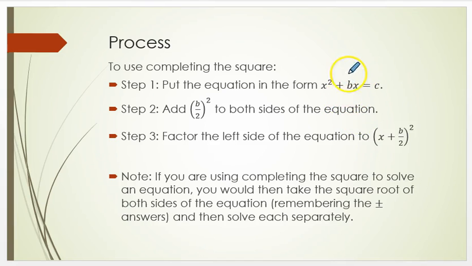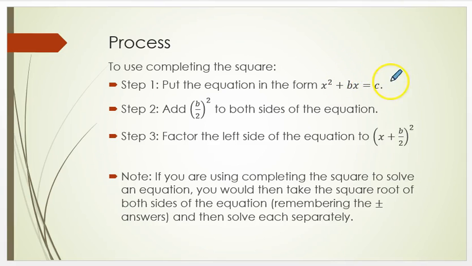Once you've done that, you're going to look at whatever your b value is, because the next step is to take b, divide it by 2, and then square it. So b is the middle number. It's the one attached to the variable to the first power. So if that middle number is a 4, for example, you would take 4, divide it by 2 to get 2, and then square it. That number, whatever you get from this process, is added to both sides of the equation.